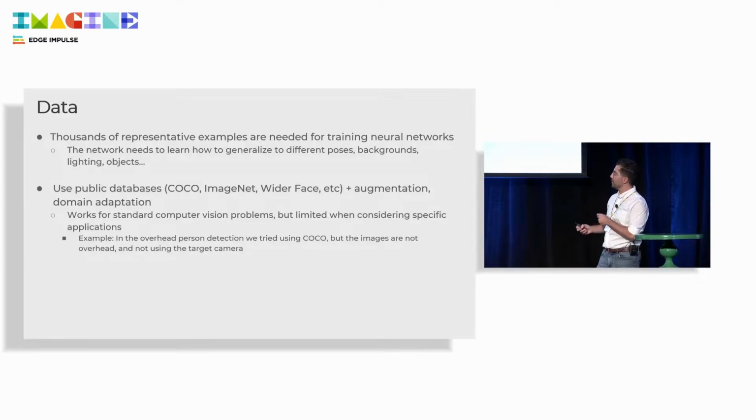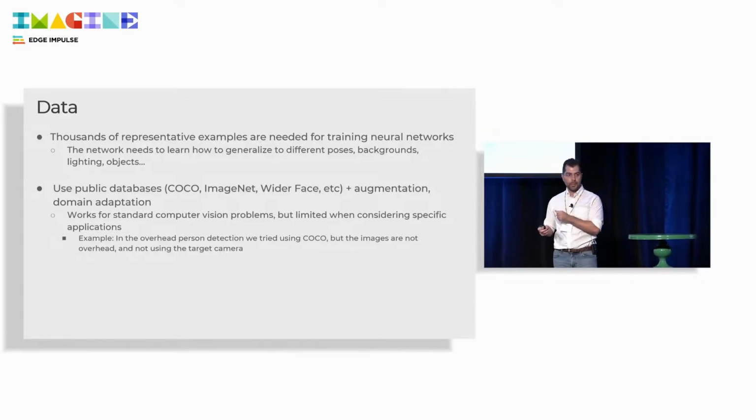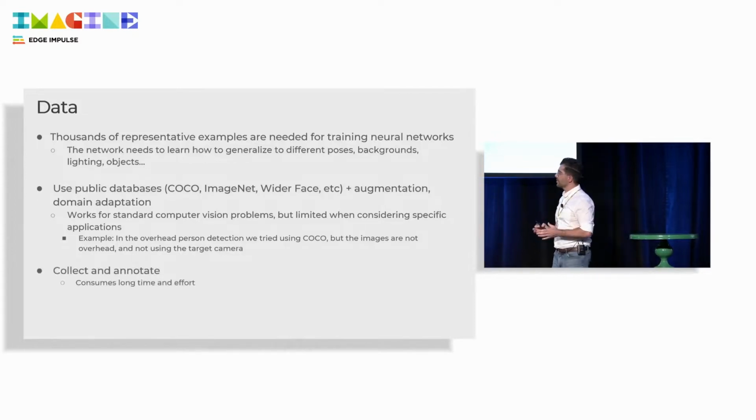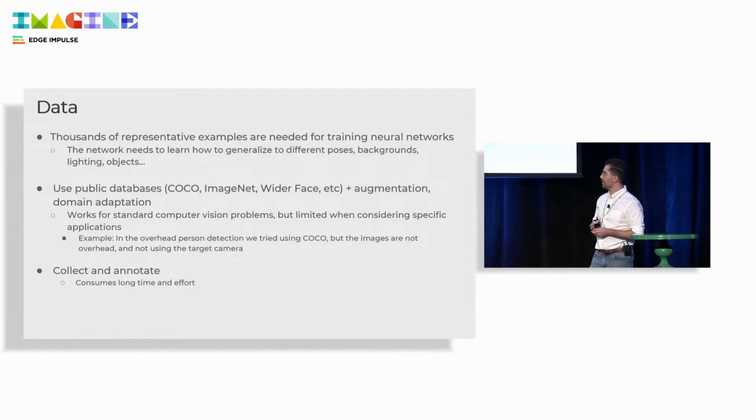So for example, for the overhead person detection problem, we said, OK, let's use the COCO database. But then you quickly find out there are no overhead images in the COCO database. And it's not using our target camera. Our target camera is a cheap, low-power, noisy camera. The images in COCO cover a large spectrum, but very few examples may fit this problem. So you quickly realize that we need to collect and annotate. I'm sure you are all familiar with that, and that takes a long time and effort.